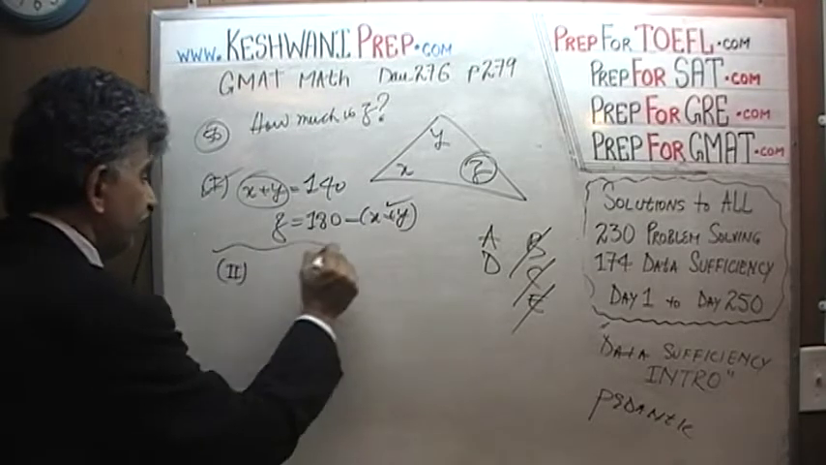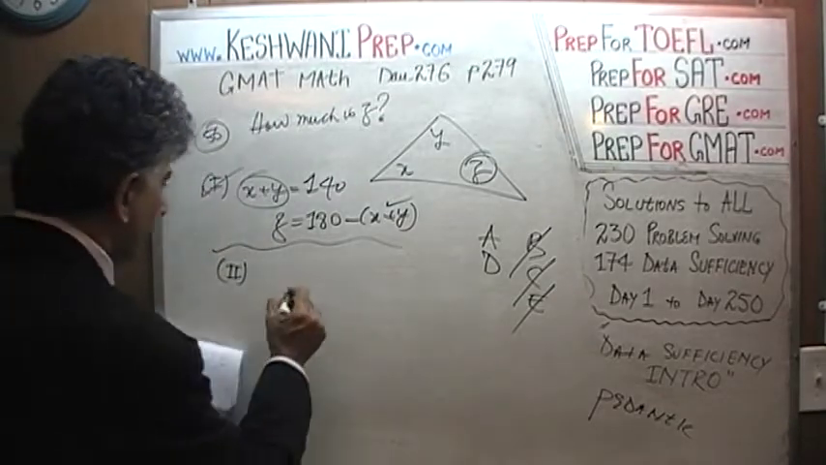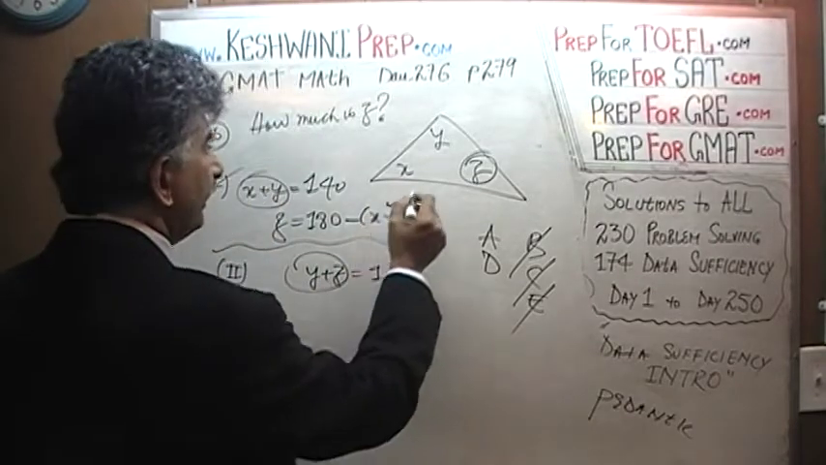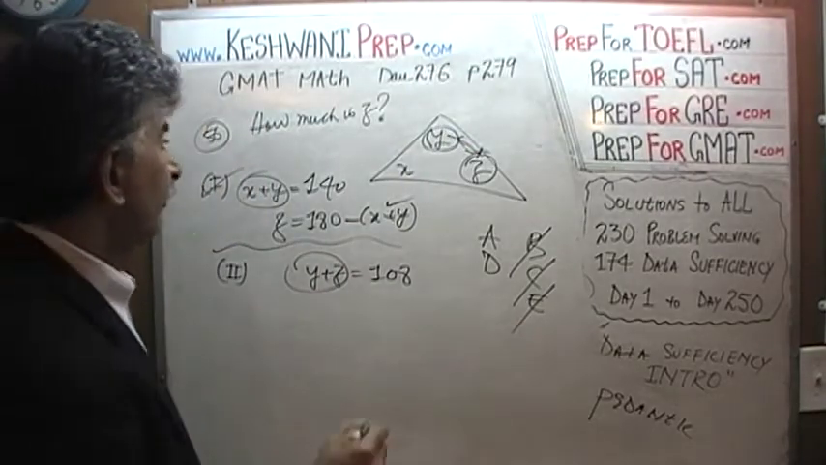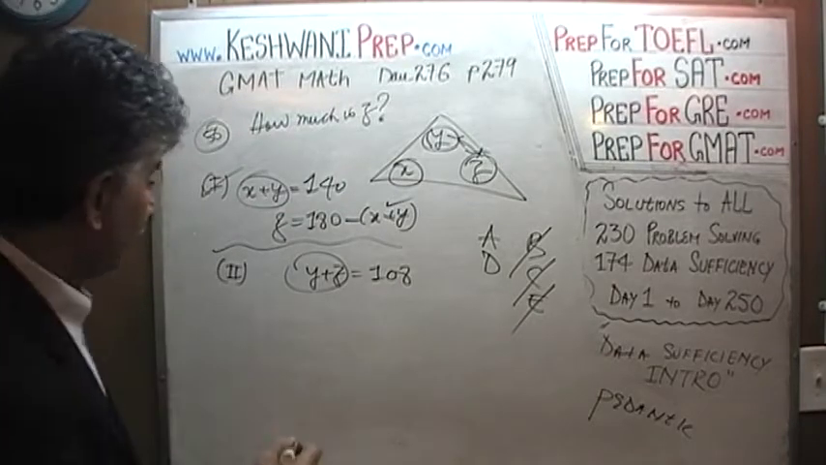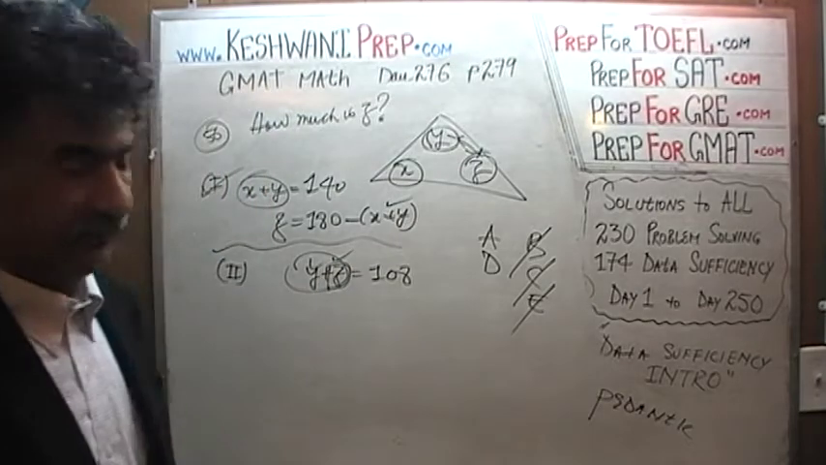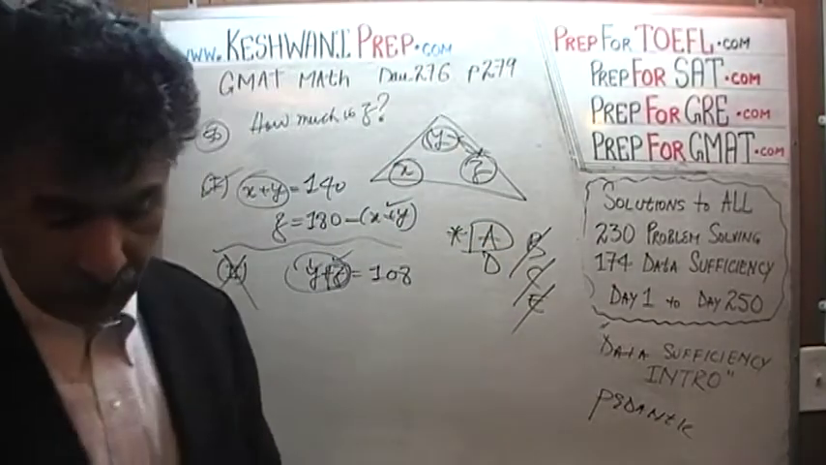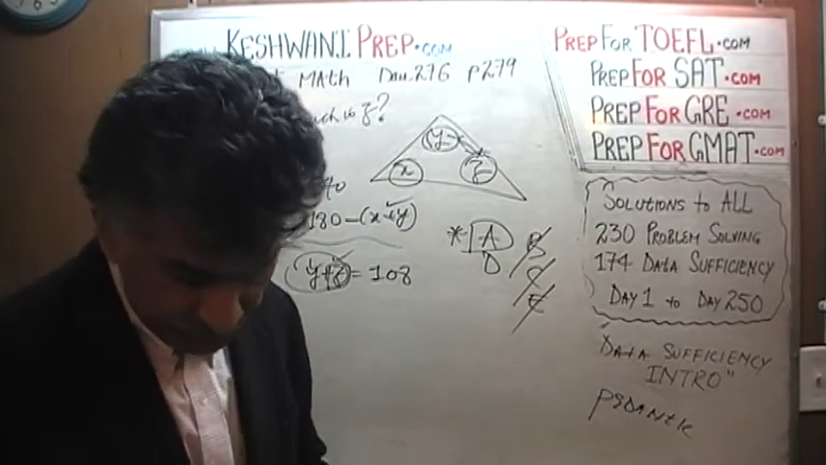If it turns out that the second statement by itself is also sufficient, then the answer will be D. In the second statement, let's take a look at it. It tells us that y plus z equals 108. Now, knowing that y plus z equals 108 will enable us to figure out the value of x, but it does not enable us to figure out the value of z. Simply knowing that y plus z is equal to 108 does not tell us what x is. The second statement by itself is no good. The answer turns out to remain A.